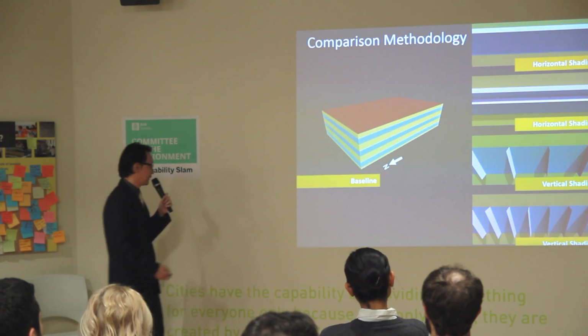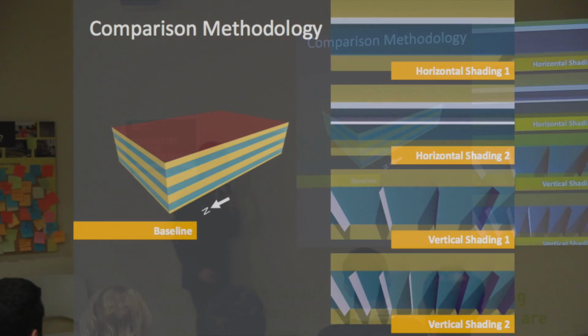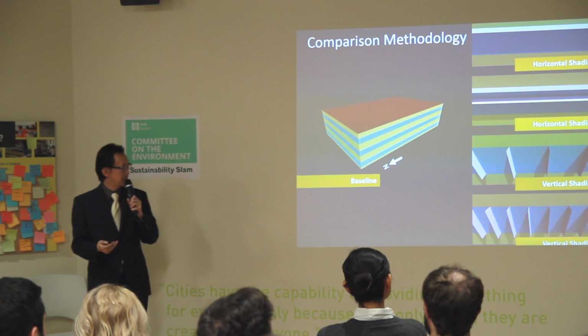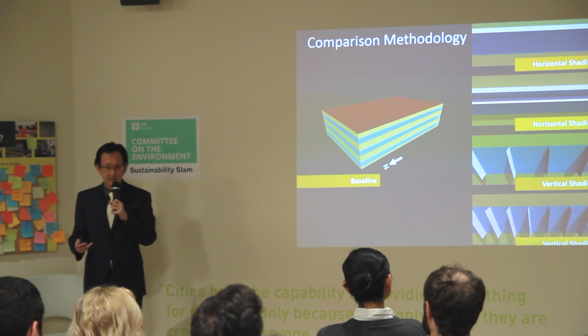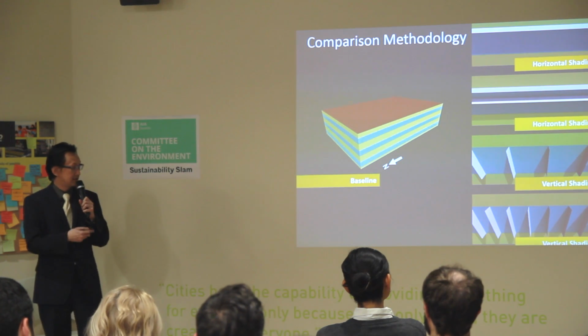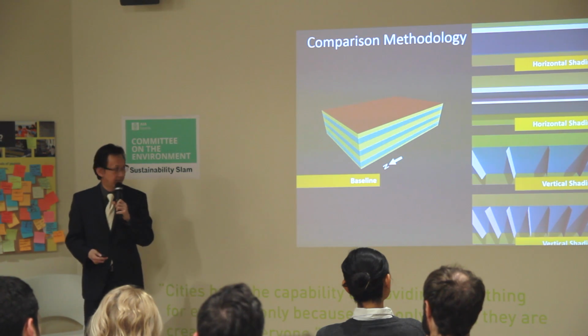This is the baseline. It's facing north. So I put the big facade facing west. And you can see I have horizontal shading 1, horizontal shading 2, vertical shading 1, and vertical shading 2. Basically, horizontal shading 1 and vertical shading 1 have a similar area of shading device, while horizontal shading 2 and vertical shading 2 have the same shading device area.